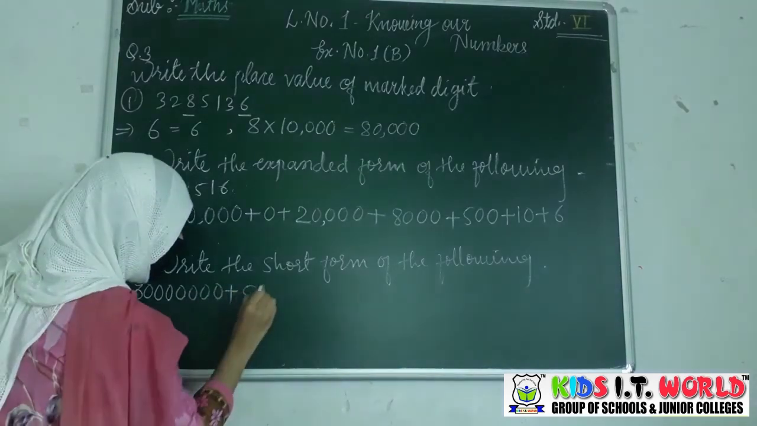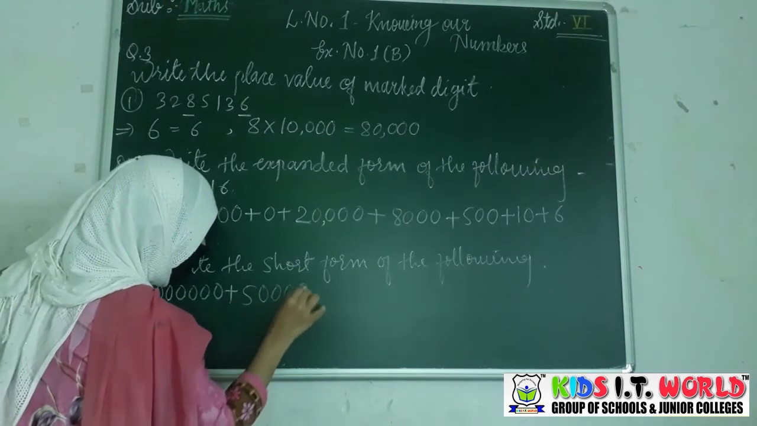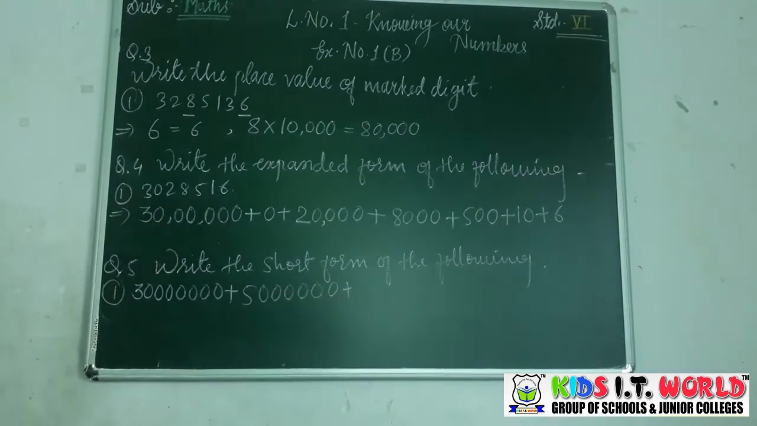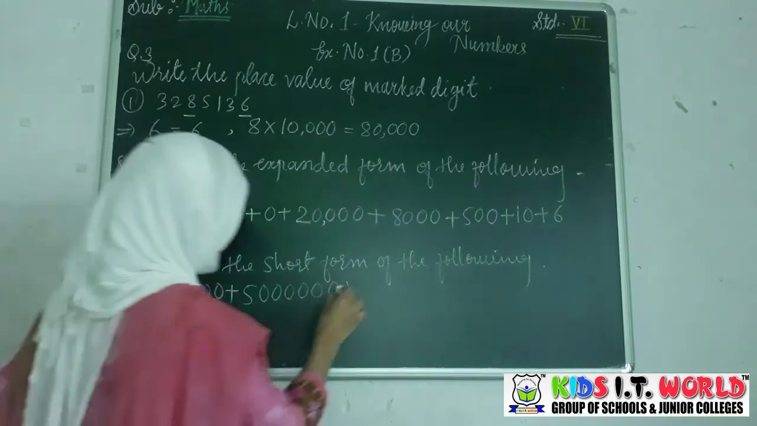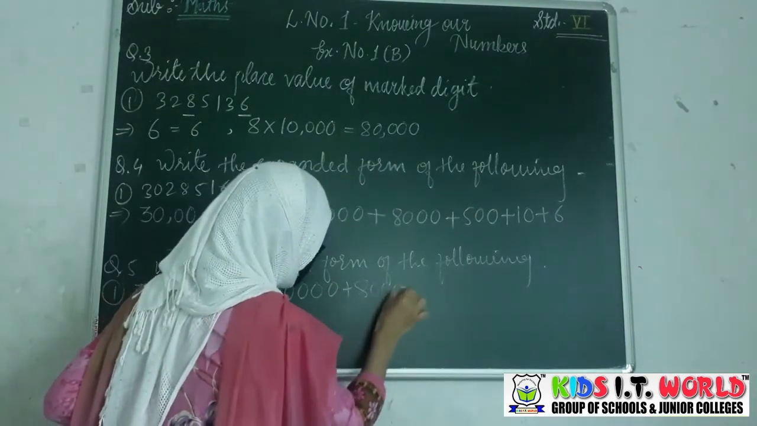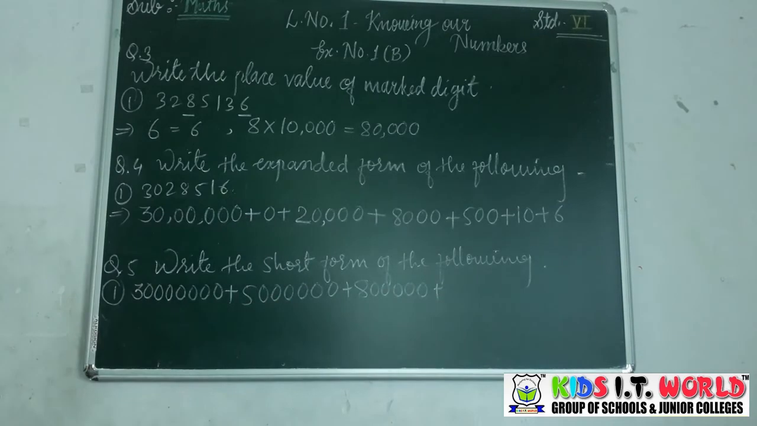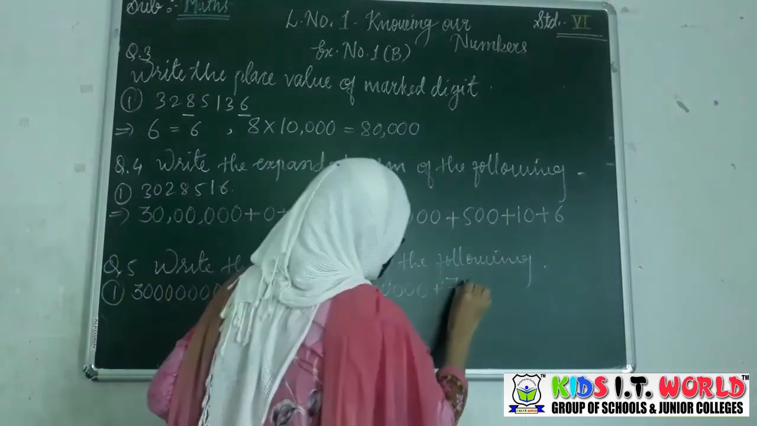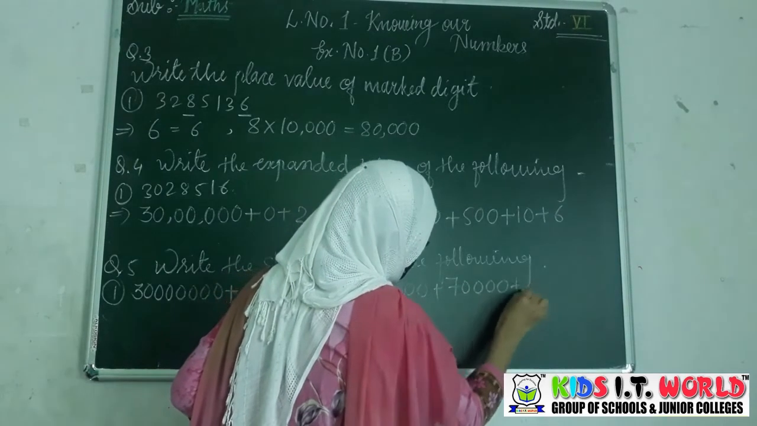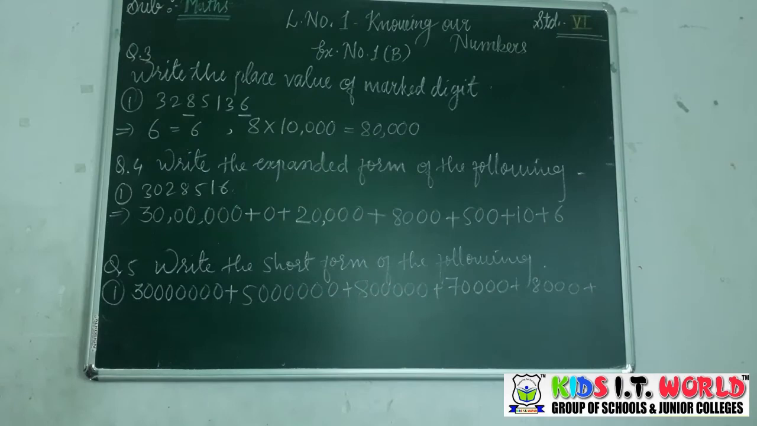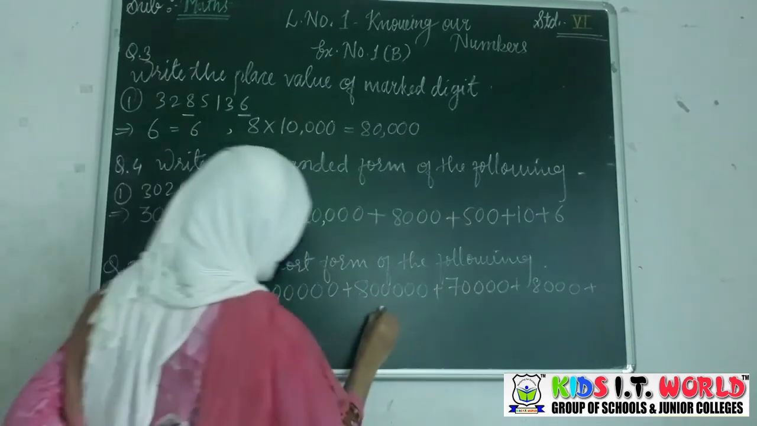how many zeros on the 5? 1, 2, 3, 4, 5, 6. Again addition of 8 with the 5 zeros. Then the next one, 7 with the 4, 8 with the 3 zeros, and then 967.